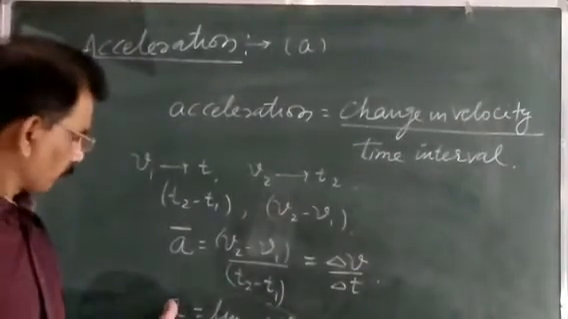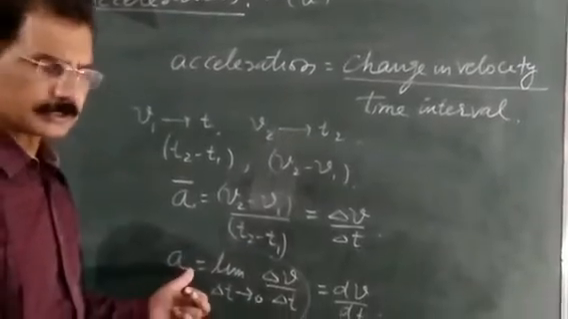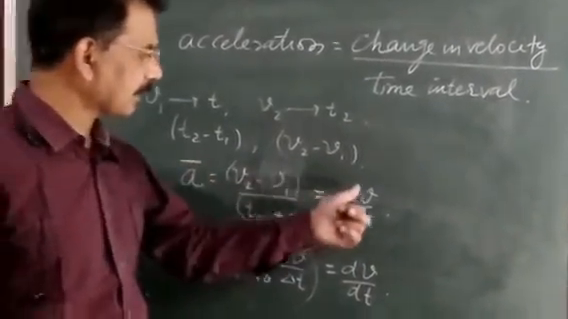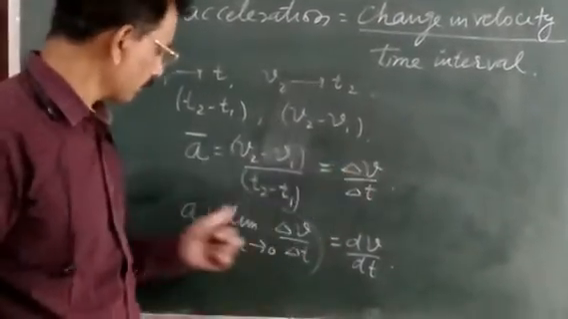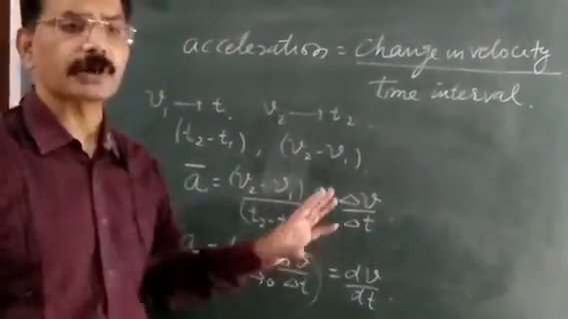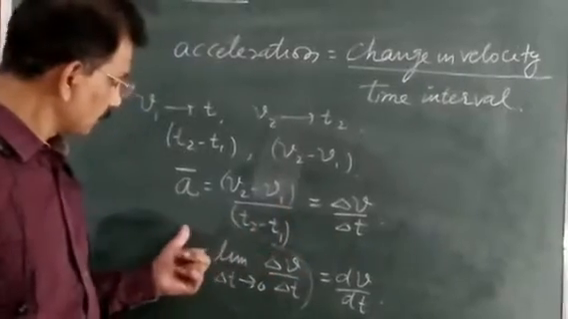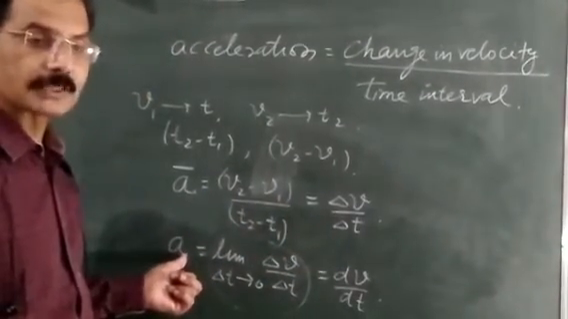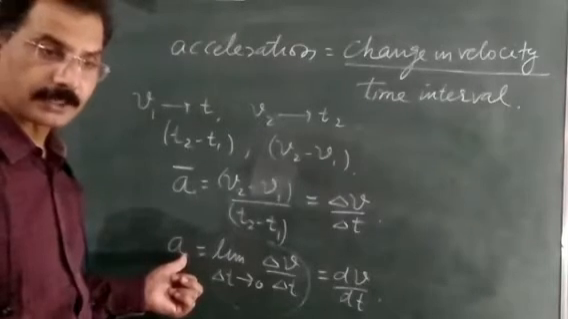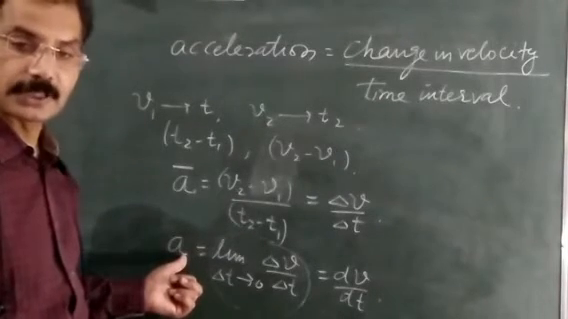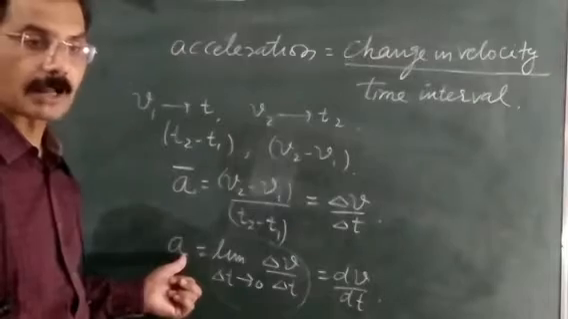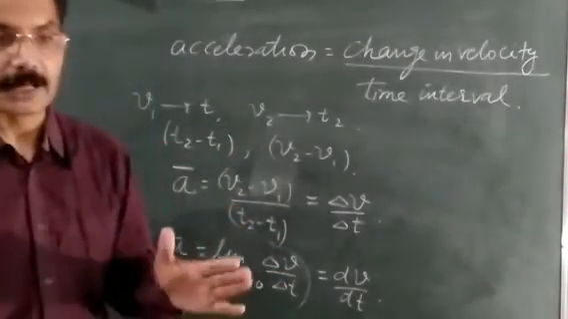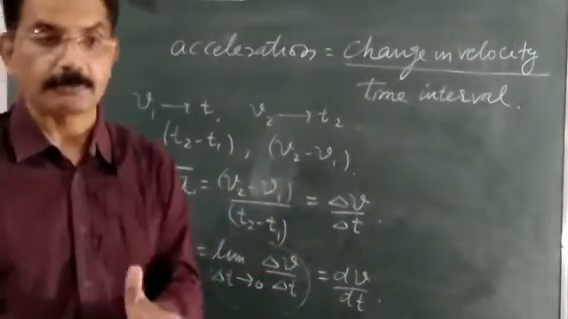As you know, acceleration is a vector quantity, and velocity is also a vector quantity. You can write vector a, and delta vector v, but later I will tell you what a vector is, then you will write the vector. The SI unit of acceleration is meter per second square, and its dimension is LT to the power minus 2.